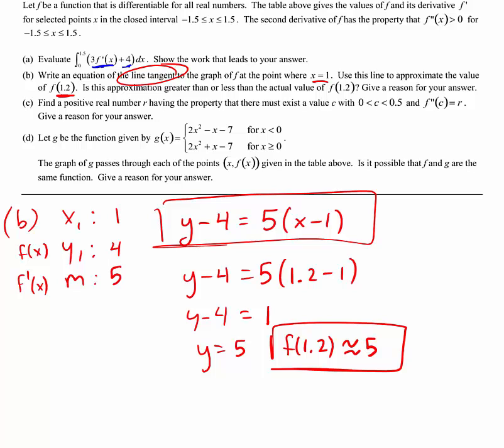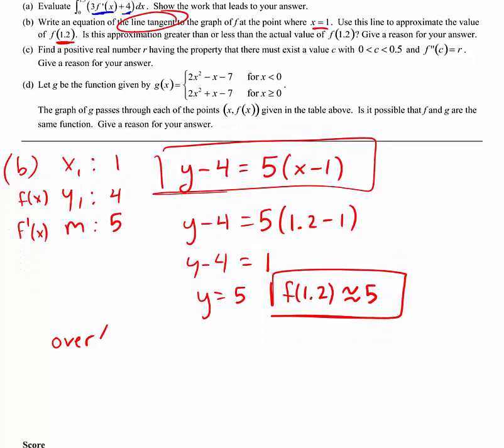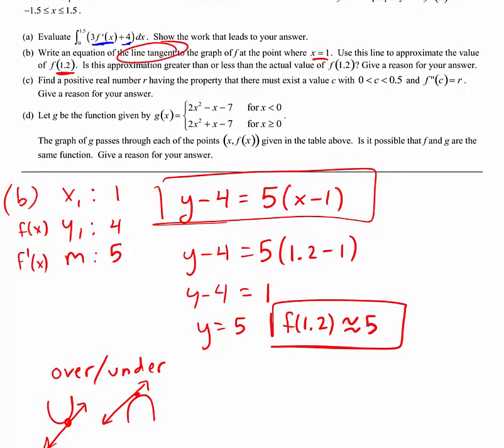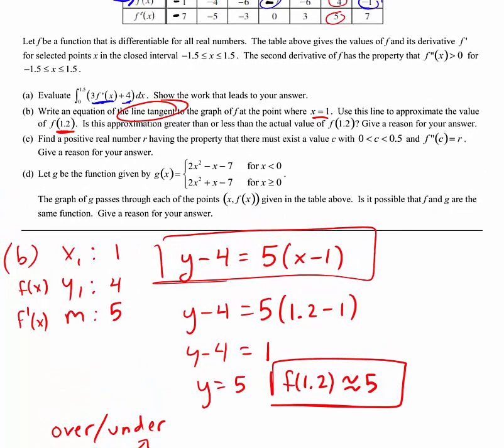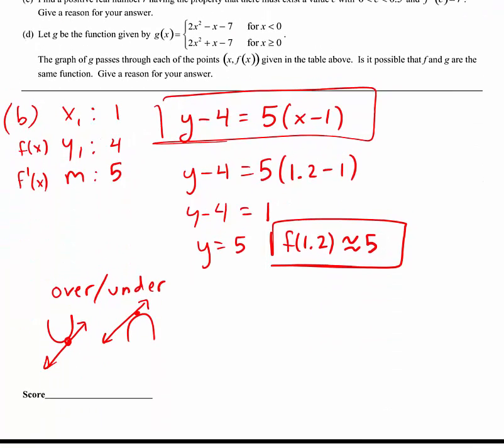To figure out, is this greater than or less than? Another way that's asking is, is it an over or an under approximation? So we need to check, right? Concave up would give us an under, concave down would give us an over. So we need to know the second derivative of this. Well, we don't have the second derivative in the table, but they did tell us up here the second derivative is positive, so it's telling us it's concave up. So we can use that.